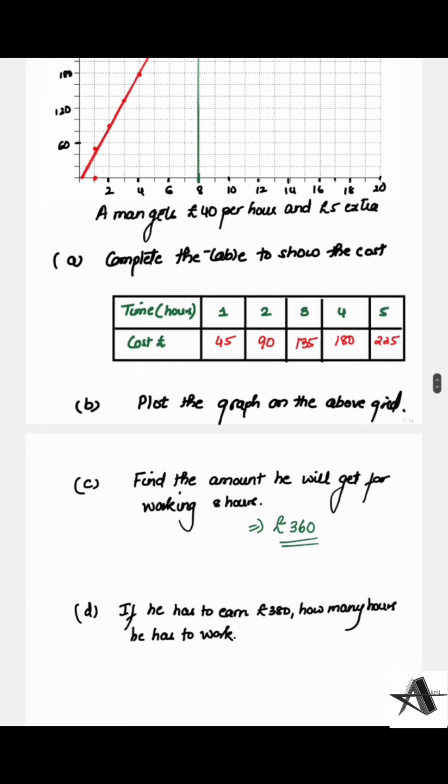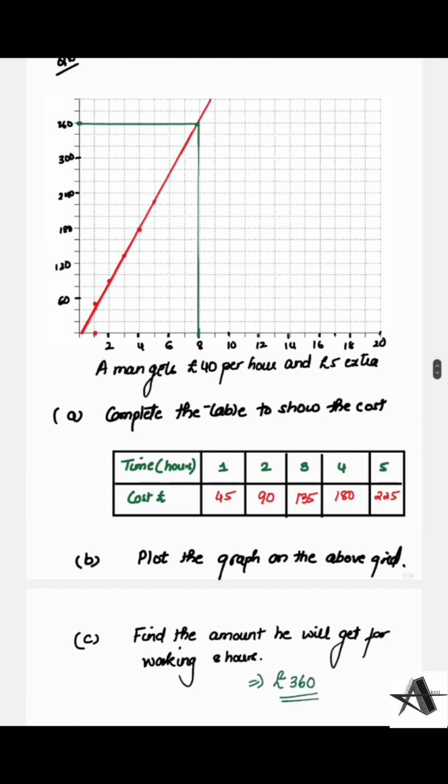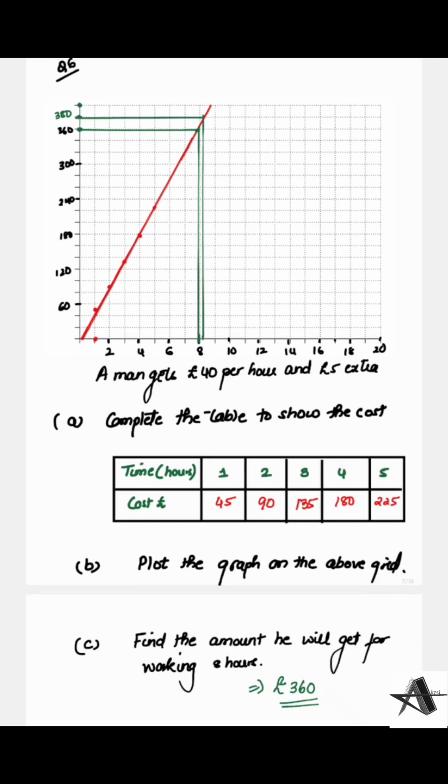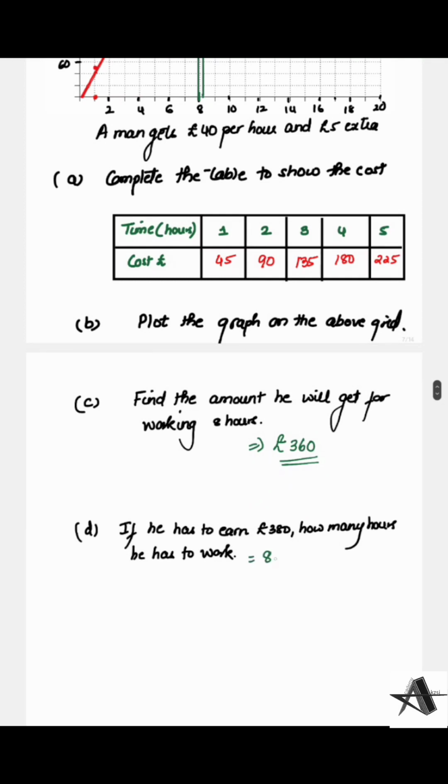Now the next is, if he has to earn 380, how many hours does he have to work? This is 380 clearly, because every block in vertical direction represents 20. So this is 380. We have to draw a horizontal line and then a vertical line. So we have drawn a horizontal line at 380 and then drawn a vertical line. This will give you approximately 8.3, 8.4 something. So I can say approximately 8.4. We can say somewhere between 8.3 to 8.4 according to the graph.